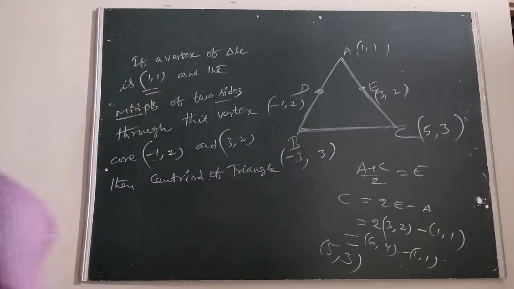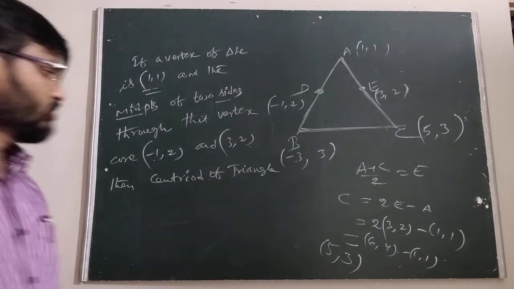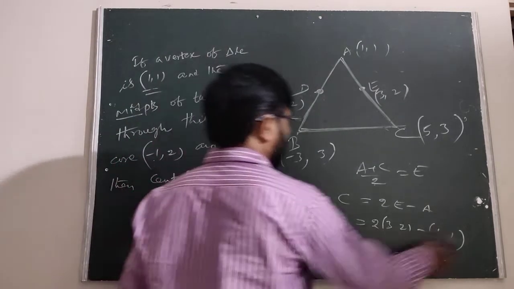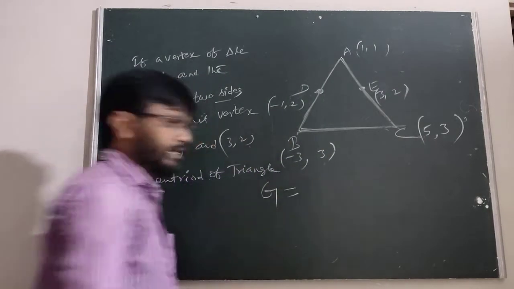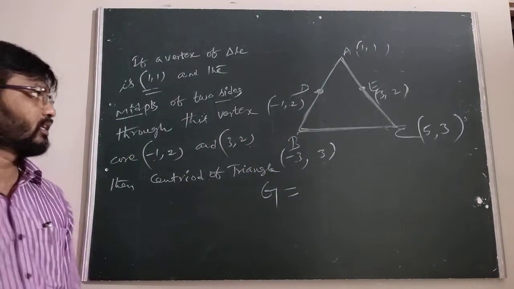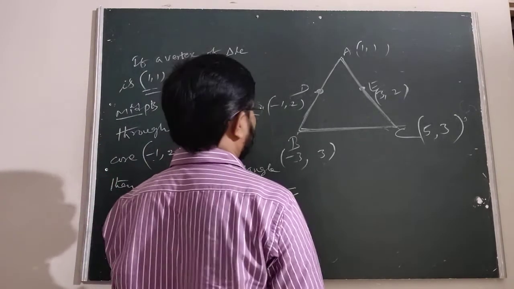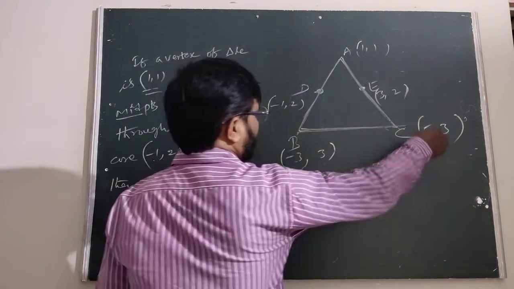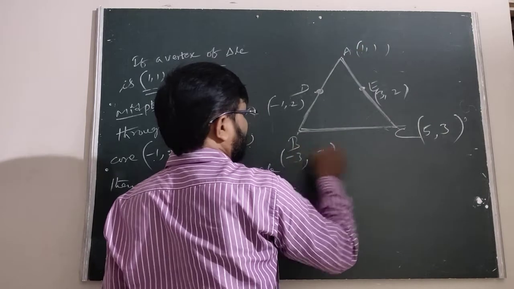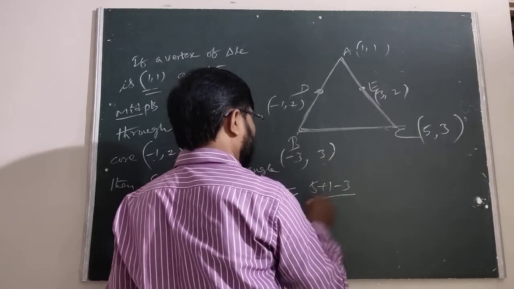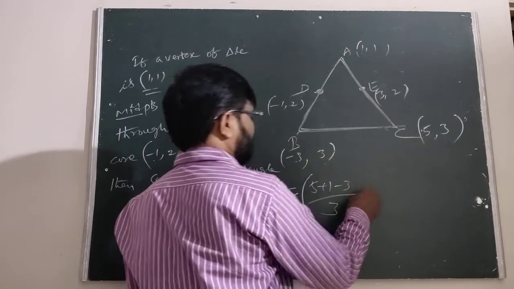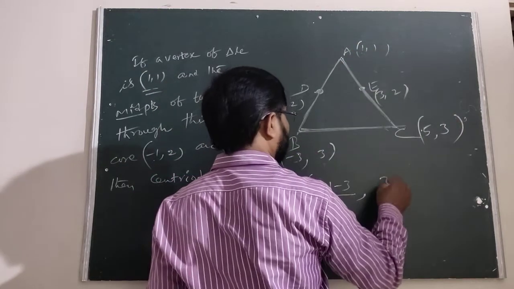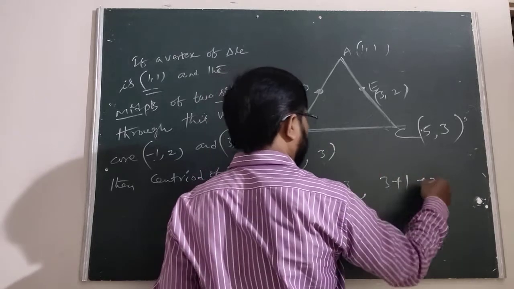The centroid of the triangle is ((x1 + x2 + x3)/3, (y1 + y2 + y3)/3). That is (5 + 1 - 3)/3, and the next one is (3 + 1 + 3)/3.